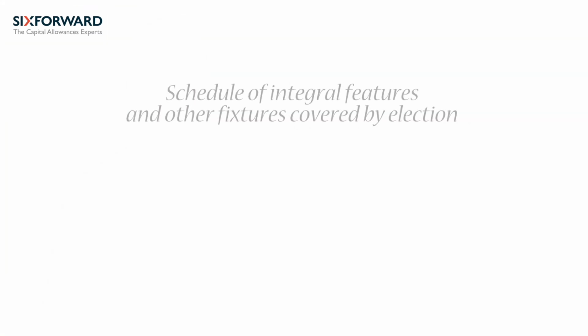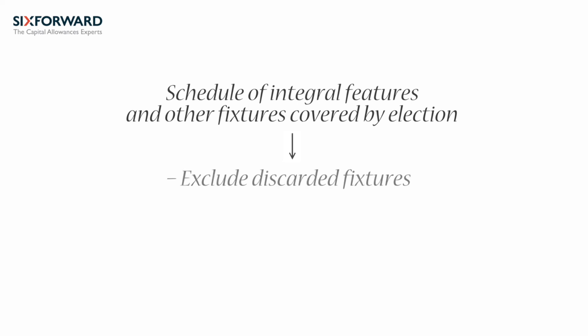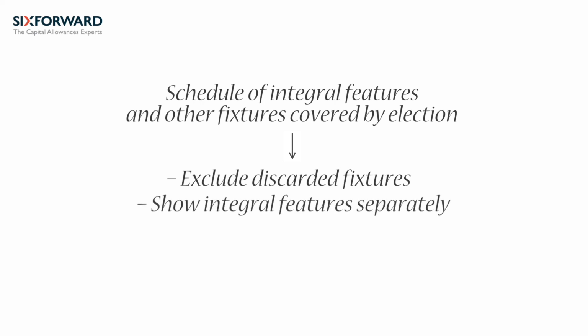An alternative and generally preferable approach is to include a detailed schedule of the fixtures covered by the election. But if this is drawn up on the basis of expenditure incurred by the vendor some years previously, care must be taken to exclude any items that have since been removed from the property. Again, the schedule should be split, or separate schedules should be provided to distinguish between integral features and other fixtures.